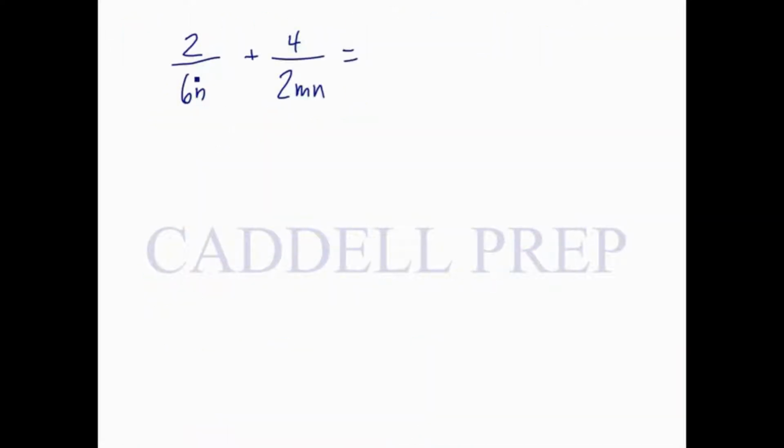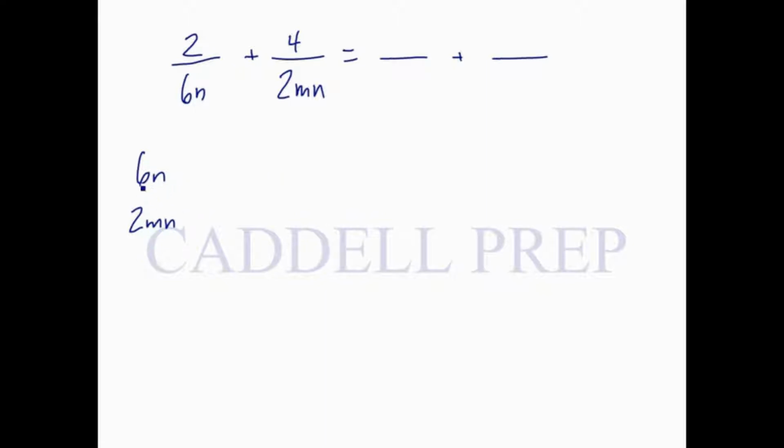Let's look at this example where we don't have common denominators. So what we want to do first is rewrite this with common denominators. So we need the least common multiple, or any multiple of these two, any common multiple. So we have 6n, 2mn. So what can we multiply these by to give us something that is equal to each other?